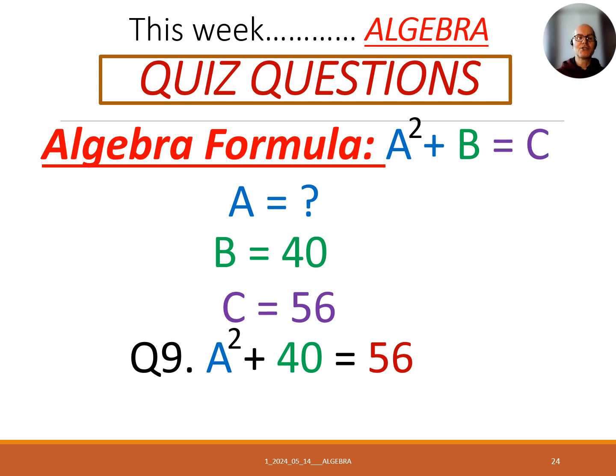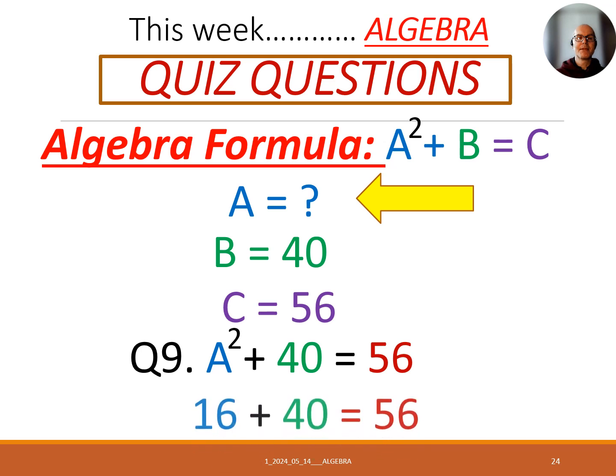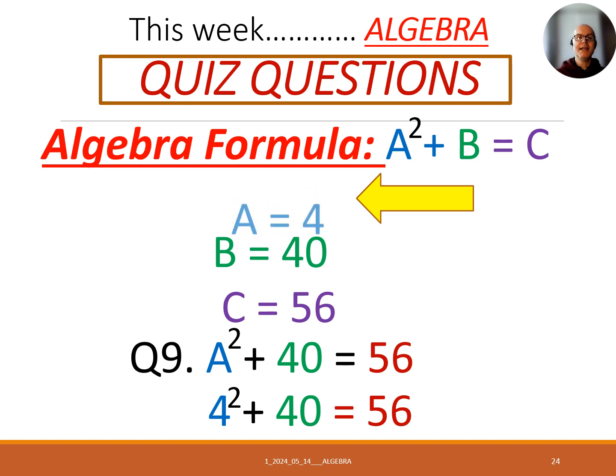So what number squared equals 16? So that's going to be 4. 4 squared is 16. 4 squared plus 40 equals 56. 16 plus 40 equals 56.